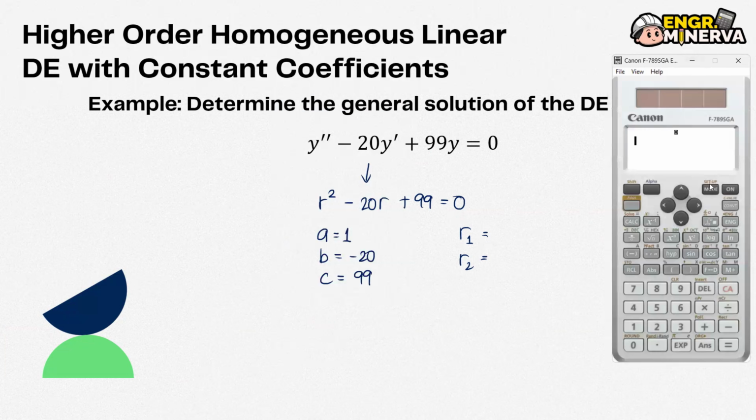We go to mode, equation number 5. You press down, then quadratic equation. Since we already have values for A, B, and C, we just input them here on our calculator. Take note, the A, B, and C are your coefficients: 1, negative 20, and 99. So the roots are 11 and 9. So that's it.